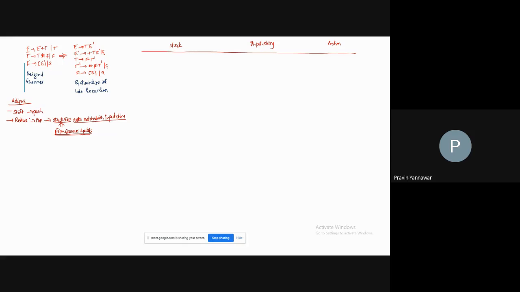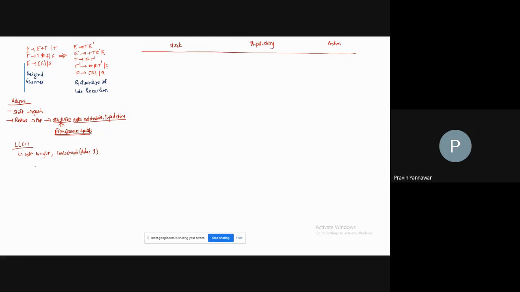So LL1 means, look at here, we are going for LL1. LL1 means left to right with look ahead, and the value of that look ahead is 1 symbol. So this is left to right with look ahead value 1 symbol.